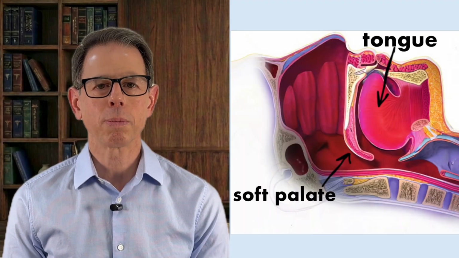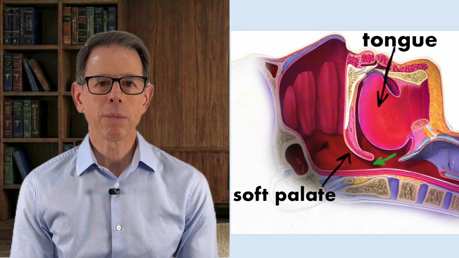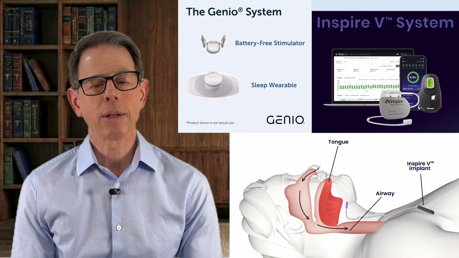Next, I perform an endoscopy through the nose to examine the airway from the inside. This helps me understand the relationships between the various structures of your throat. During the endoscopy, I also assess how much additional space behind the palate is created when you stick out your tongue. This mimics the effect of what Inspire and Genio will do. At this point, I have a good understanding of your airway anatomy.